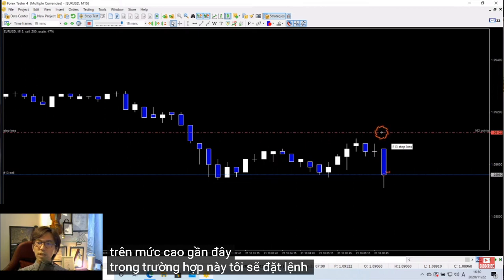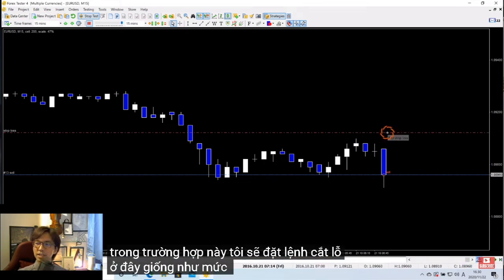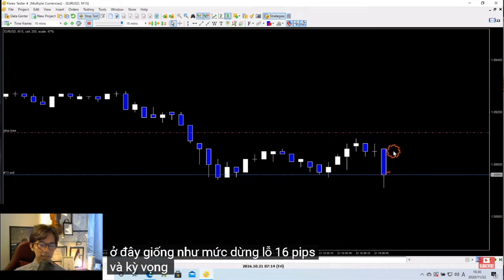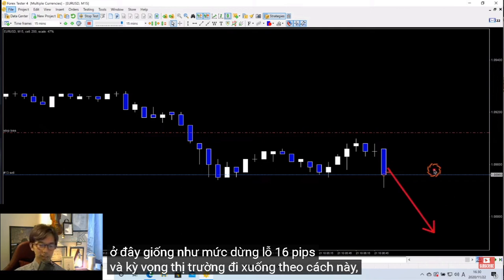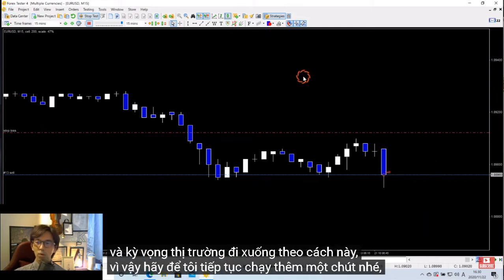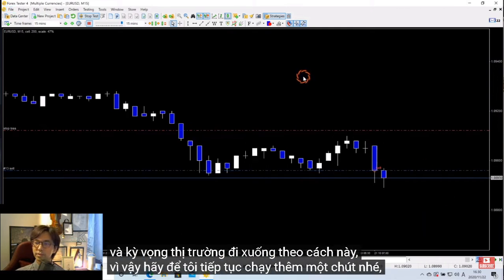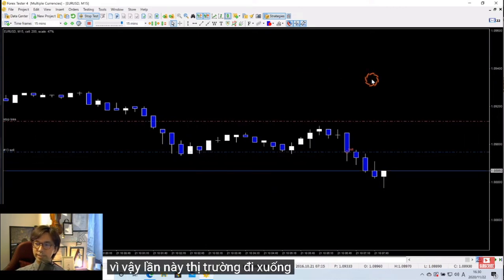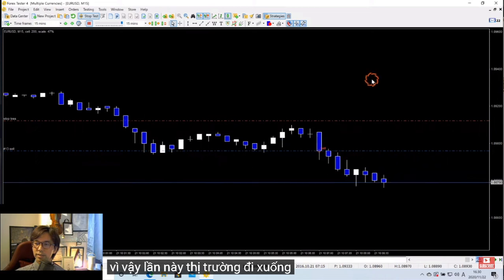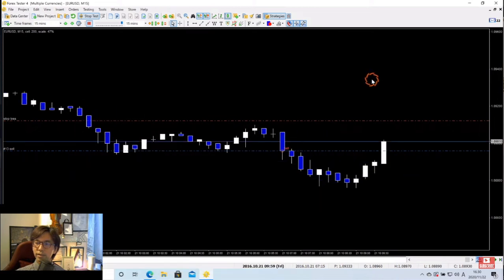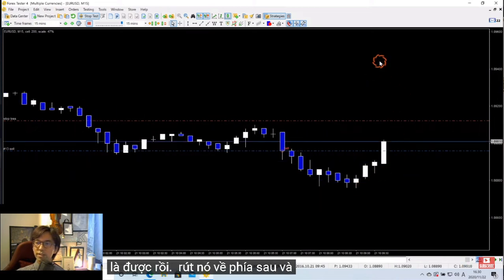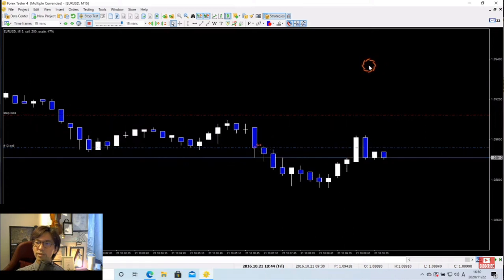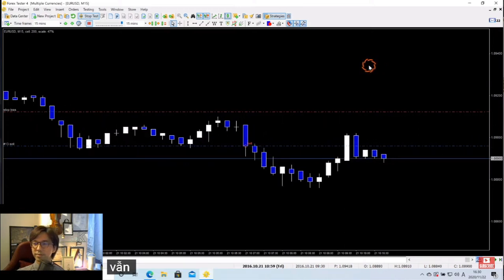In this case, I will put the stop loss here, like a 16 pips stop loss, and expect the market to go down this way. So let me keep running a bit more. Okay, so this time the market goes down. Okay, now it retraces backwards. Still holding it.